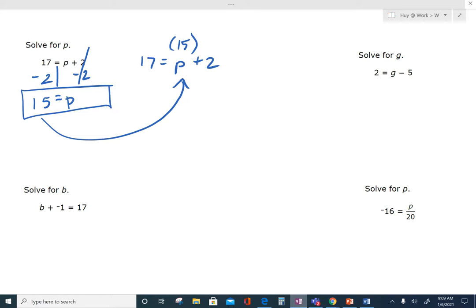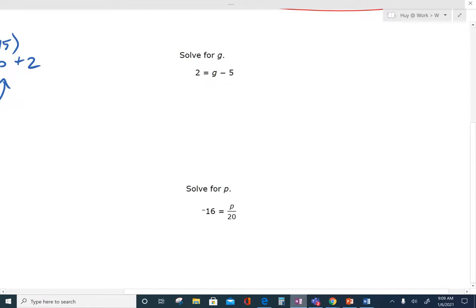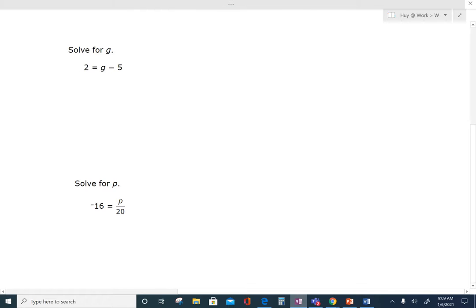All right, let's look at this next one, where we got solve for G. 2 equals G minus 5. Here's a subtraction problem, so do the opposite of minus, so we're going to add 5. Do it on both sides. 2 plus 5 is 7. The equal sign comes straight down. G comes straight down. Negative 5, positive 5 is 0. So cross that out. 7 equals G.